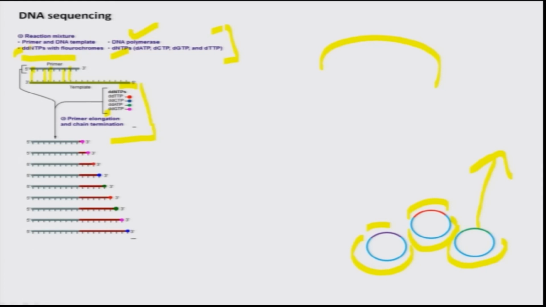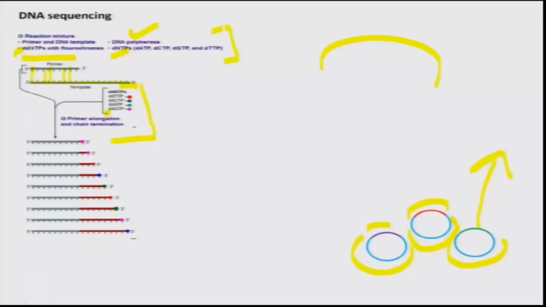But the trick is that you keep the concentration of dideoxy and deoxy at some ratio such that more often than not your normal base is added. Therefore, the DNA continues to be made, but once in a while your dideoxy base will be added, and if that happens, the synthesis will stop there. So, when you do that kind of a reaction, what you are going to see is something like this.